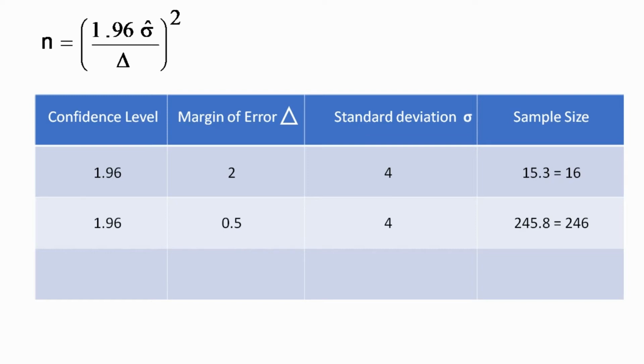Now let us understand what happens if we change the standard deviation. Confidence level is 1.96, margin of error as in the first example remains the same, which is 2. Let us double the standard deviation and see what happens to sample size. The sample size has also doubled, going up from 16 to 32. If we want to reduce the margin of error, the sample size should be high, and if we have higher standard deviation, the sample size would be high.